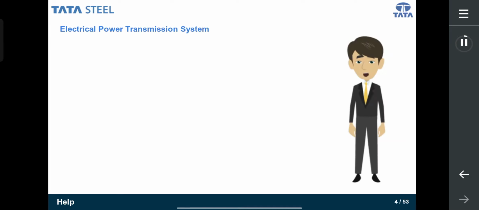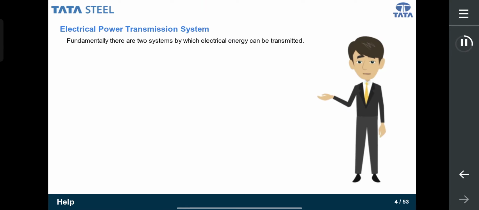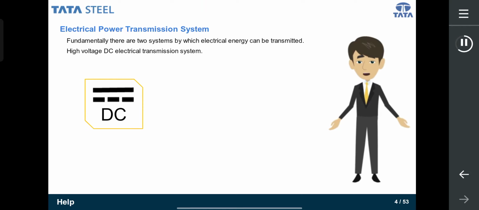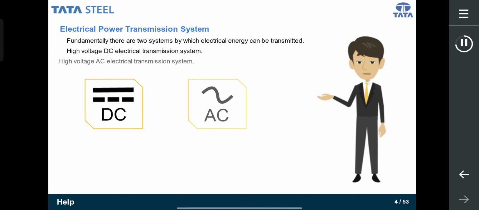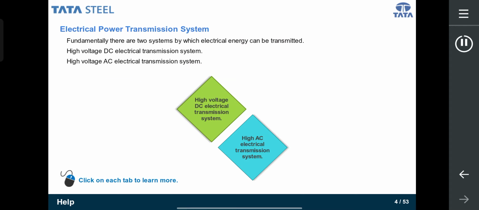Now, let us discuss about the electrical power transmission system. Fundamentally, there are two types by which electrical energy can be transmitted. High voltage DC electrical transmission system. High voltage AC electrical transmission system. Click on each tab to learn more.